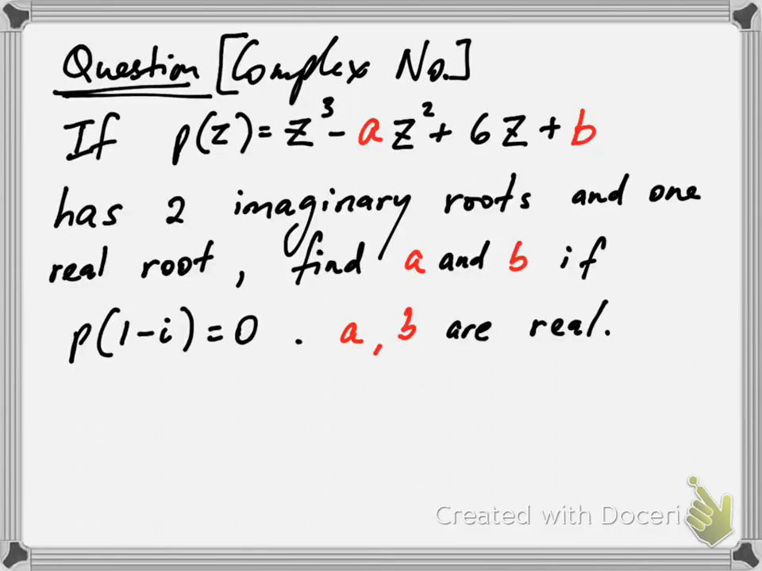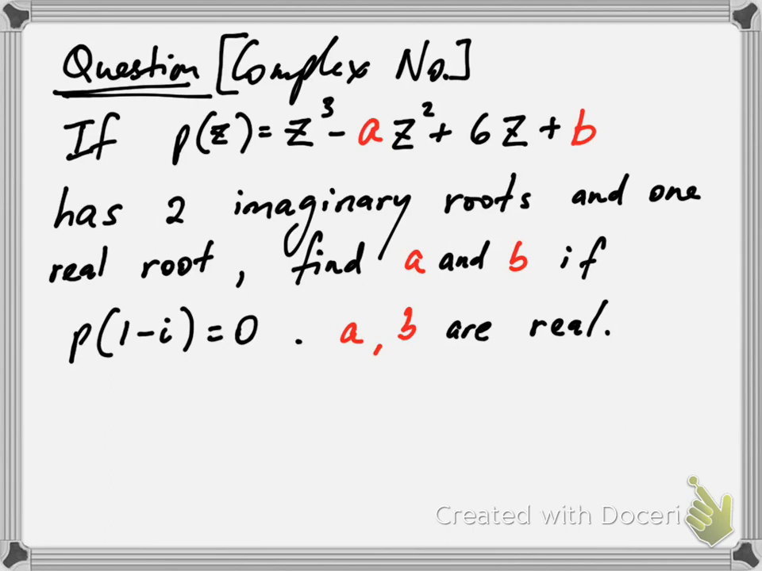All right, so let's have a look at a complex number excellence question. This is to do with finding roots of a complex number. And the question says, if p of z, I'll use z with a little line in the middle just so it doesn't get confused with 2.